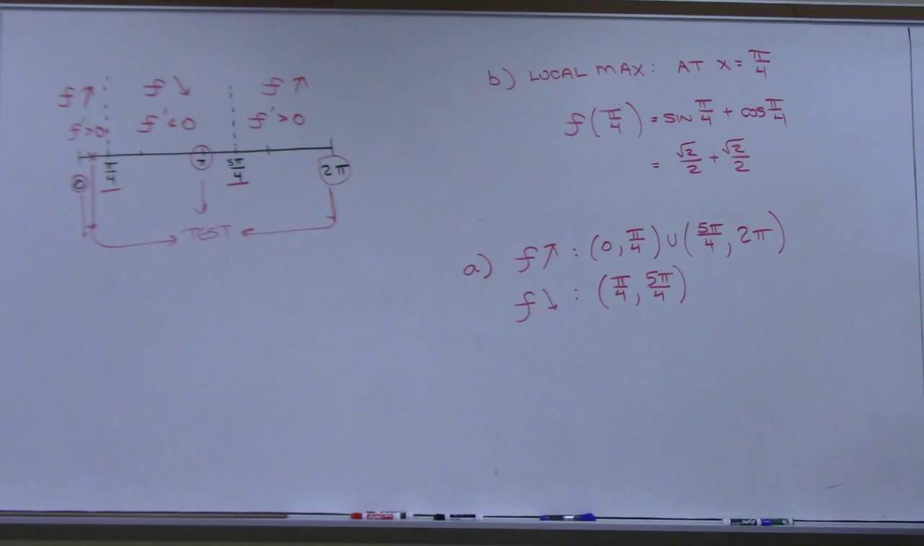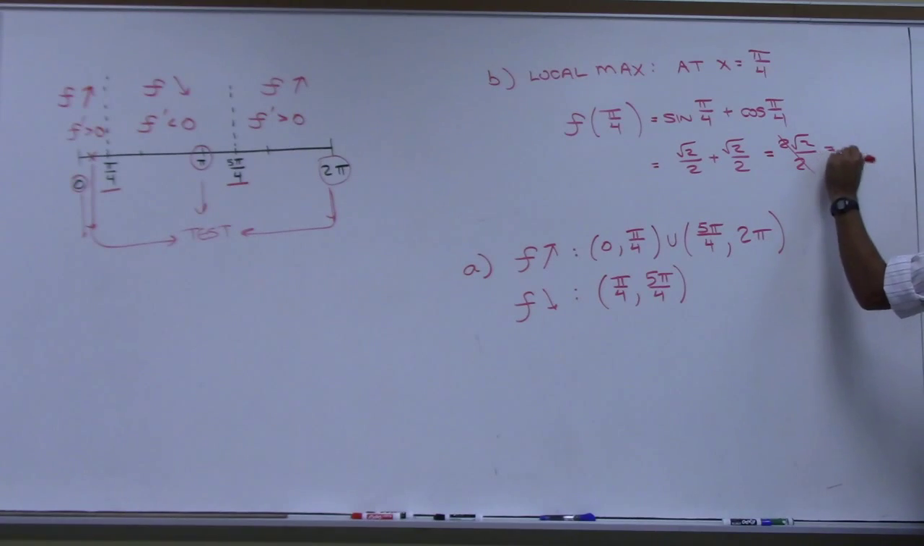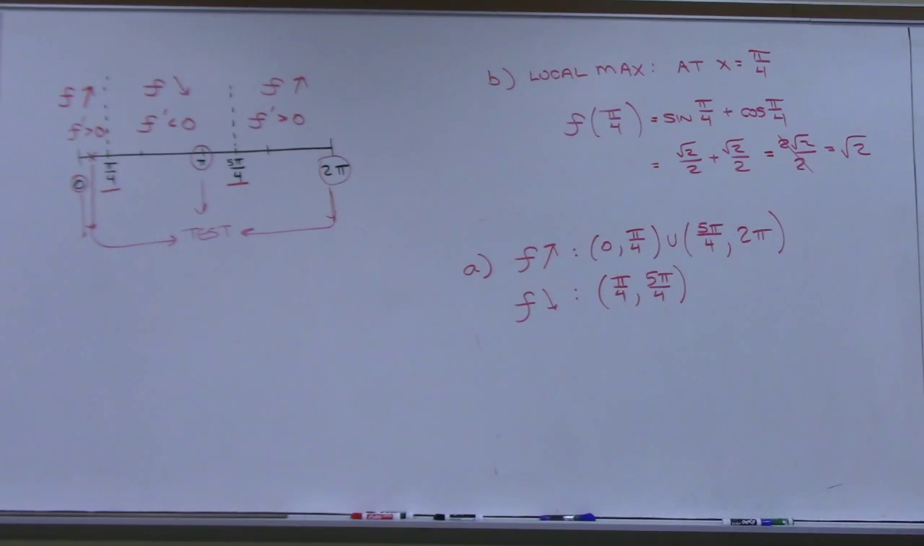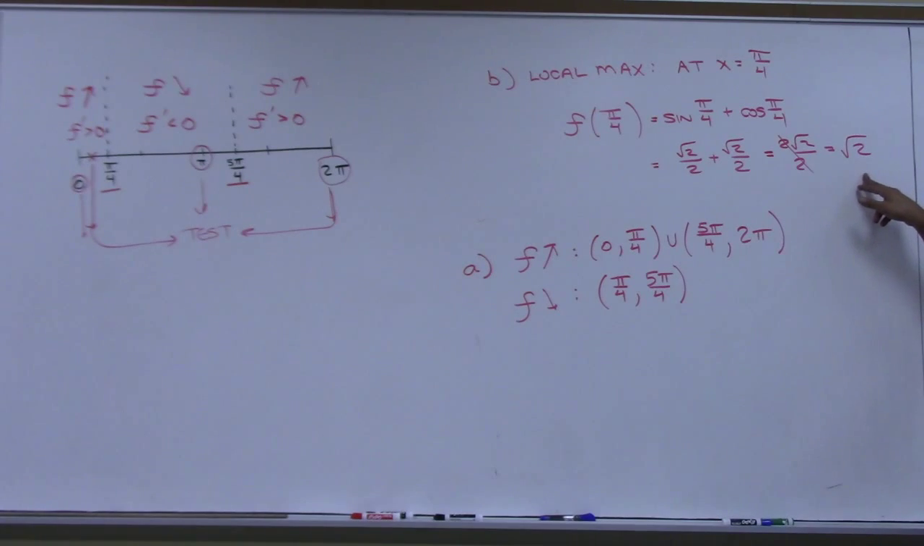What's root 2 over 2 plus root 2 over 2? It's 2 root 2 over 2's, which is just root 2. So my local maximum should be happening at pi over 4. The value of the function there is root 2. I'm not saying this is the absolute maximum. I'm saying it's a local max. I have a little hump there. It might be the highest on the entire thing. It may not.